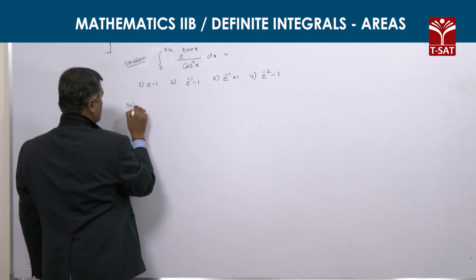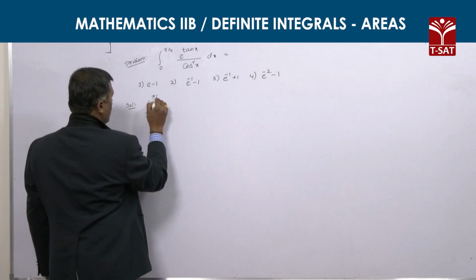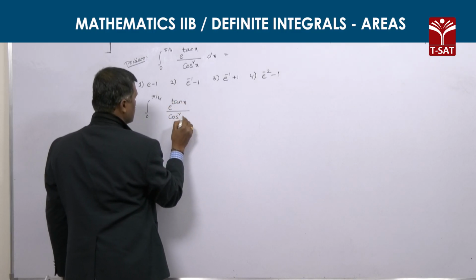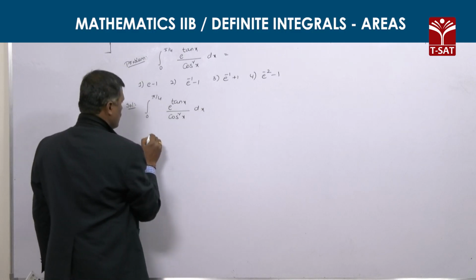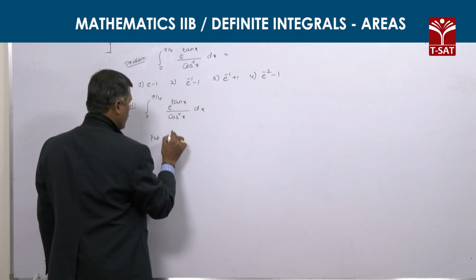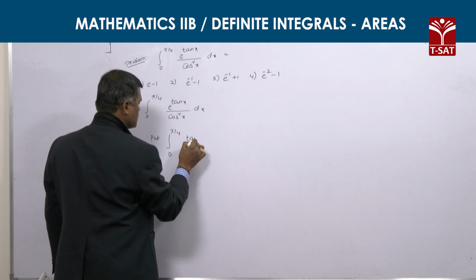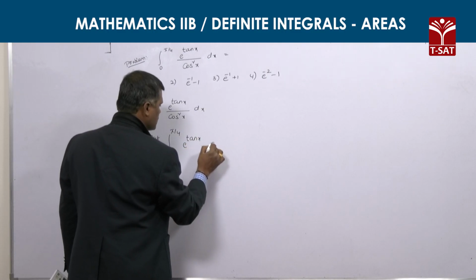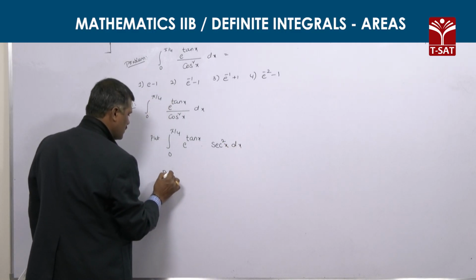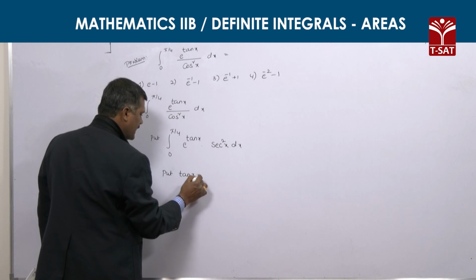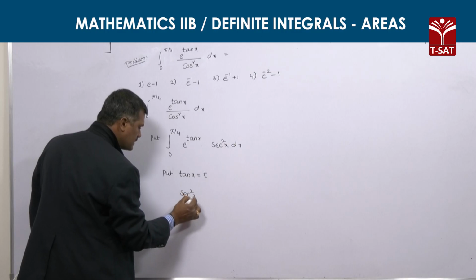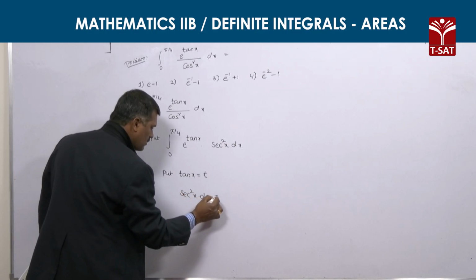Solution: the integral from 0 to pi by 4 of e power tan x by cos square x into dx. This integral becomes the integral from 0 to pi by 4 of e power tan x into 1 by cos square x, which is secant square x, into dx. Put tan x equal to t. Substitution: the derivative of tan x, secant square x into dx, is equal to dt.